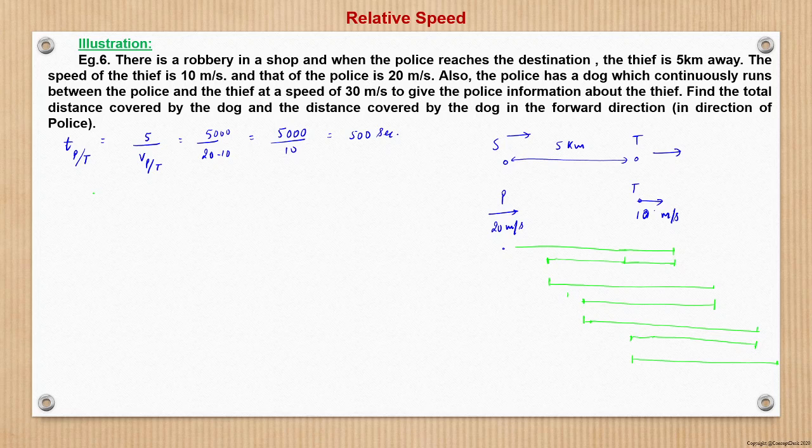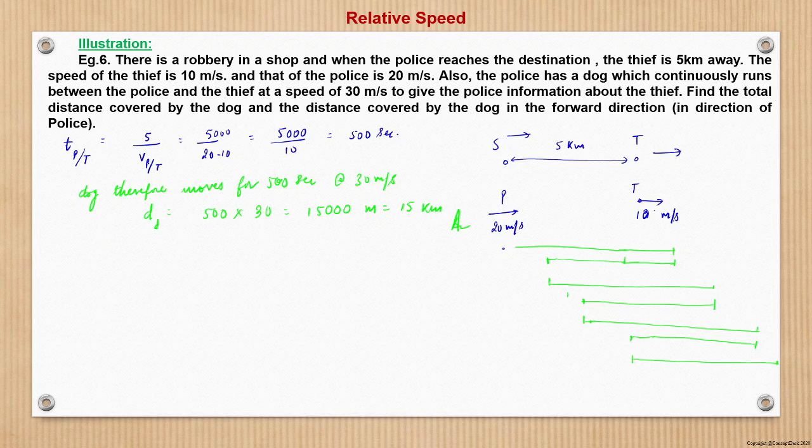That dog therefore moves for 500 seconds, total 500 seconds at 30 meter per second. So the distance covered by the dog is nothing but time into speed, which is 15,000 meter, which is 15 kilometer. So in the whole process, till the time police catches the thief, the dog has covered a distance of 15 kilometer. This answers our first part.